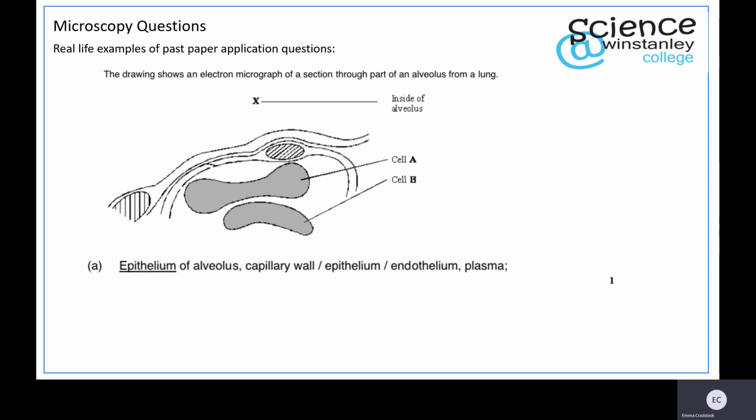So you need to use really detailed biological words. So the first place that oxygen molecule is going to go through is the epithelium, which is underlined. You would not get the mark if you did not put that word, of the alveolus. It will then go through the capillary wall, or the epithelium, or its endothelium, and it's going to go through the blood plasma to that cell. You need all that for 1 mark.